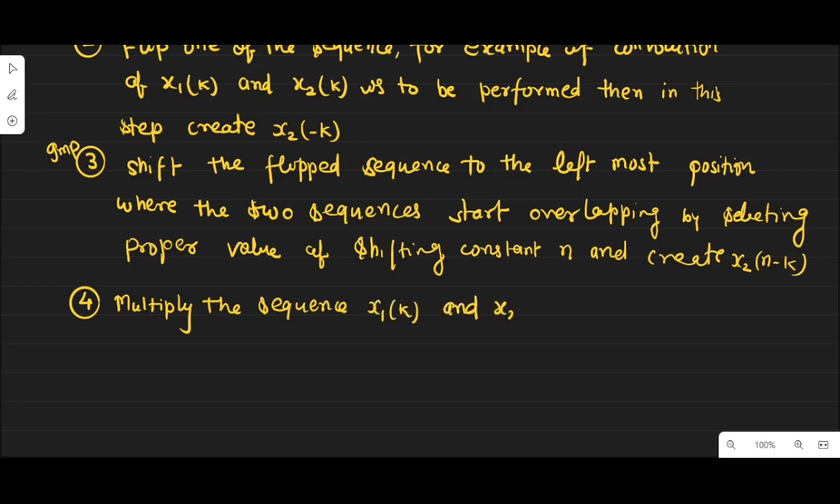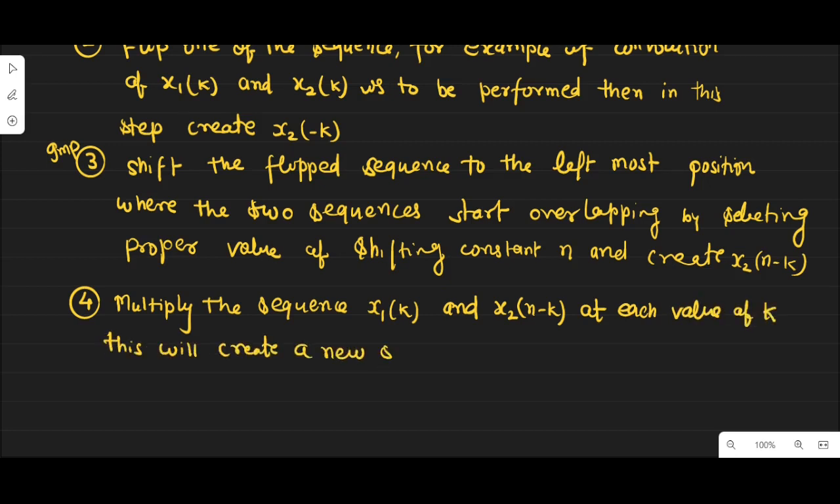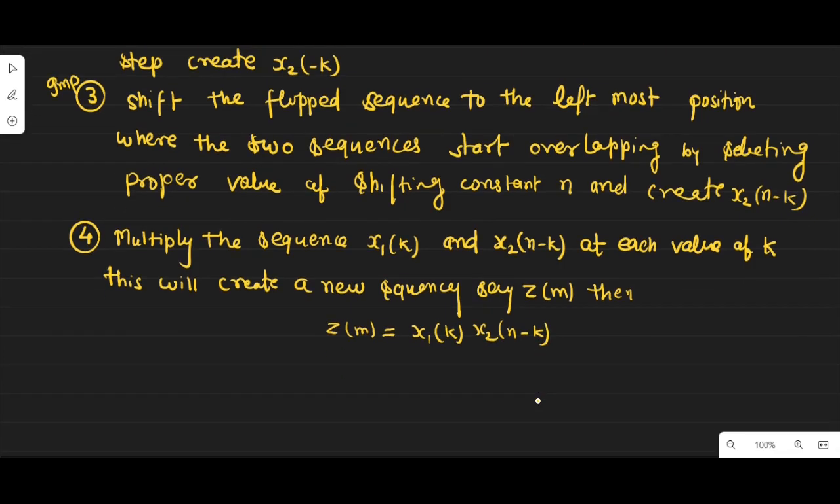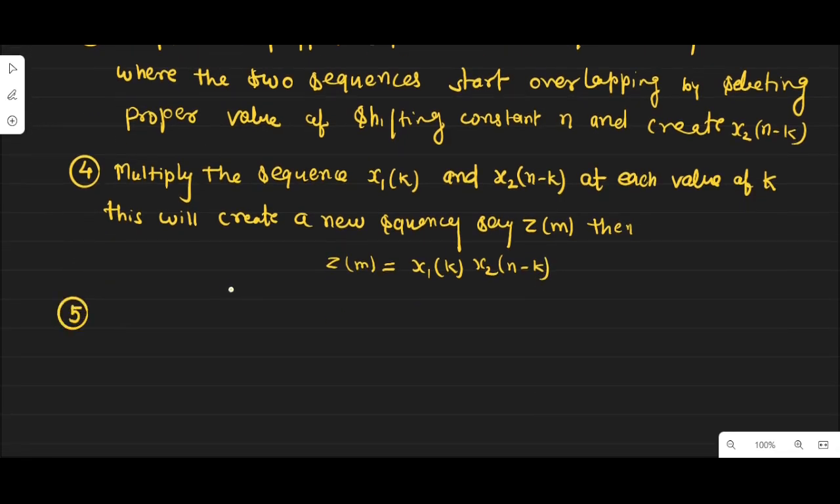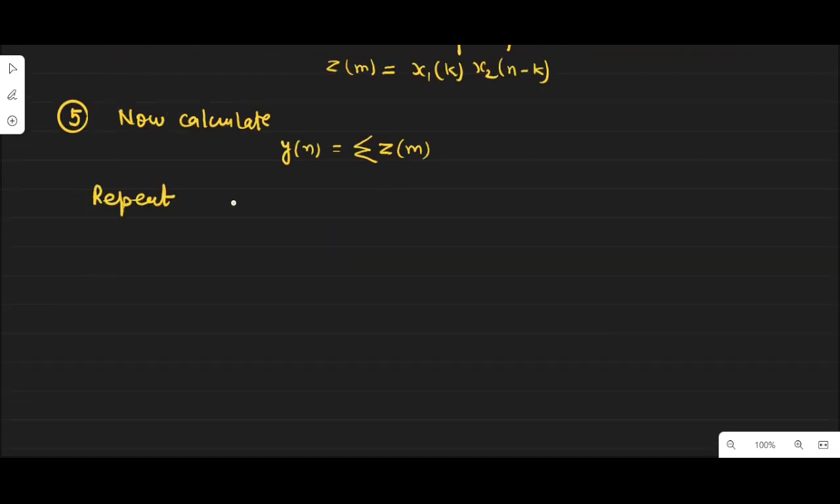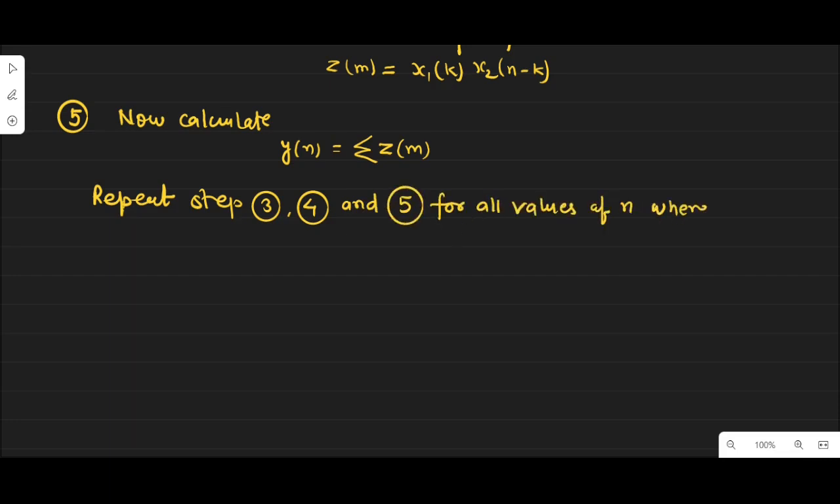Step 4, multiply the sequences x1[k] and x2[n minus k] at each value of k. Then this will create a new sequence z[m] equal to x1[k] x2[n minus k]. Step 5, take the summation of this z[m], and that will be y[n]. Repeat steps 3, 4 and 5 for all values of n, until there is overlap in the sequences.